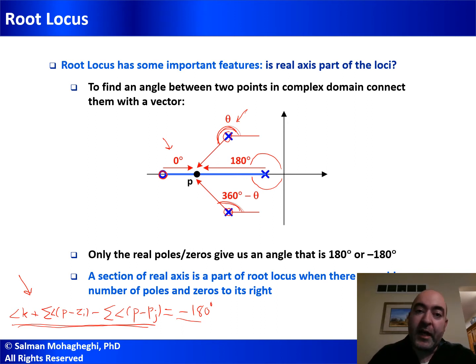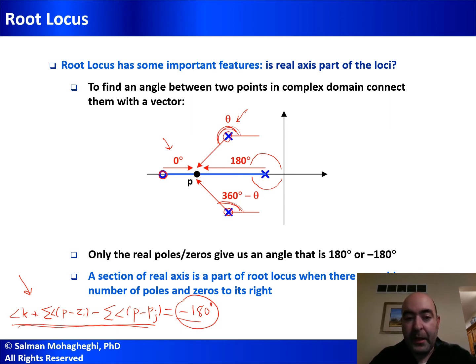However, if I have an odd number of poles or zeros of open loop gain to the right side of point P, the summation of all those angles would be an odd number of 180 degrees or minus 180 degrees. So only if I have an odd number of poles and zeros to the right, this angle could become minus 180 degrees, meaning that P could become a part of root locus, or in other words, a pole of the closed loop system.